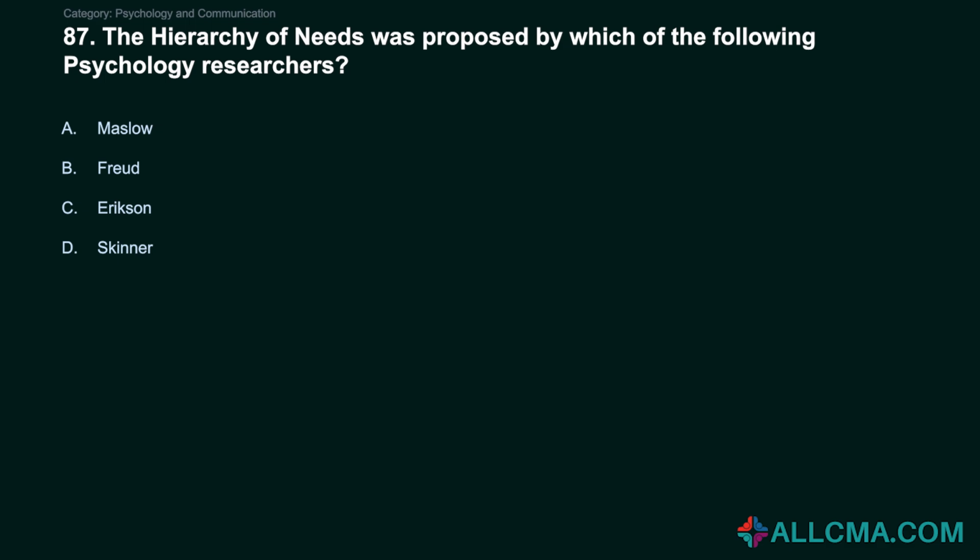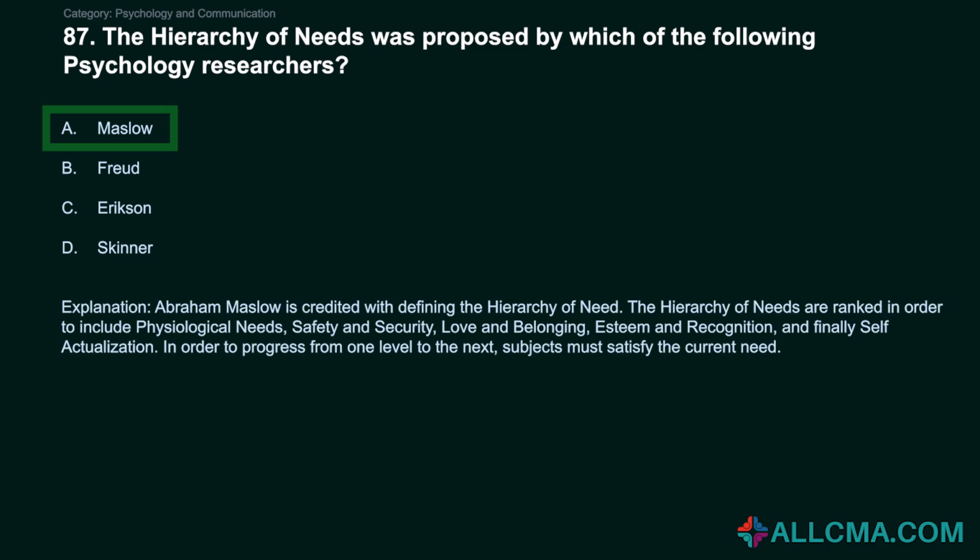87. The hierarchy of needs was proposed by which of the following psychology researchers? A. Maslow. B. Freud. C. Erikson. D. Skinner. Correct answer, A. Maslow. Abraham Maslow is credited with defining the hierarchy of needs. The hierarchy of needs is ranked in order to include physiological needs, safety and security, love and belonging, esteem and recognition, and finally self-actualization. In order to progress from one level to the next, subjects must satisfy the current need.